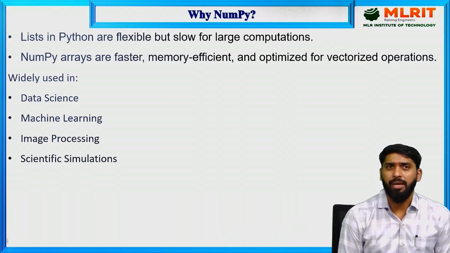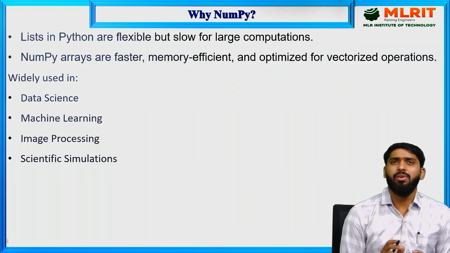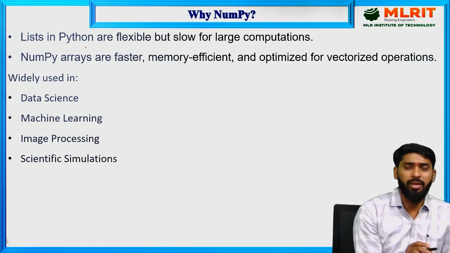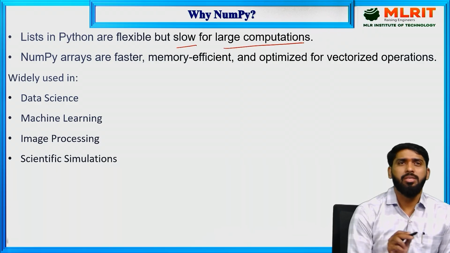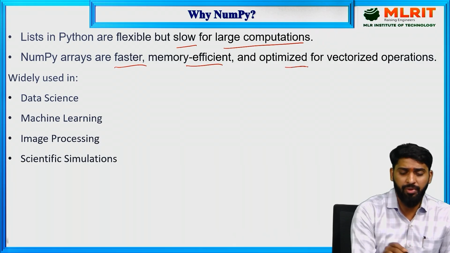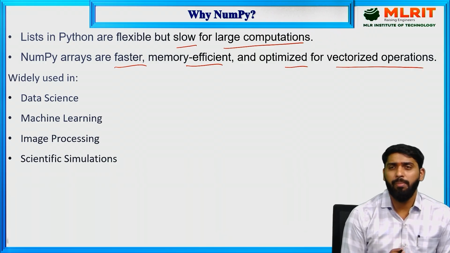Why NumPy? NumPy means it's an array. In Python, using a list also, we can do array operations. Now we see the difference between list and NumPy. Why NumPy is important while you are handling huge amounts of data sets. Lists in Python are flexible but slow for large computations. NumPy arrays are faster, memory efficient and optimized for vectorized operations. So let us see why lists are slow compared to NumPy.